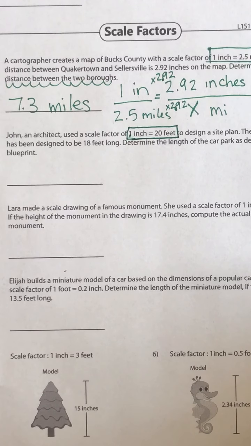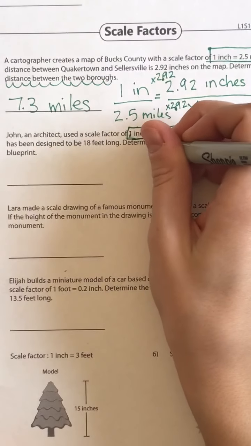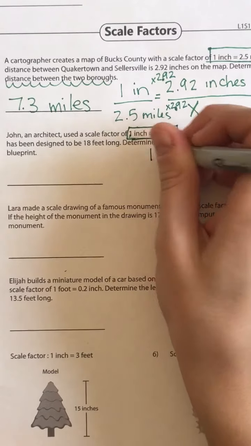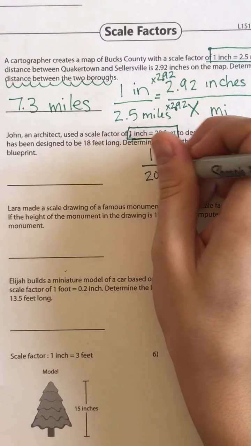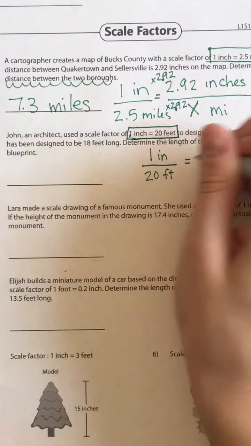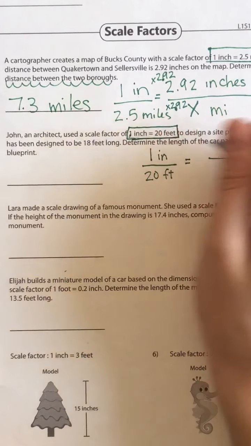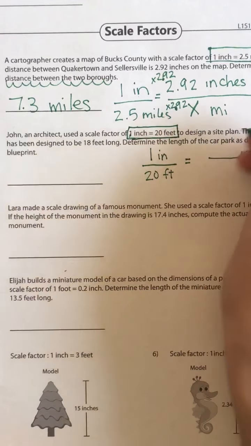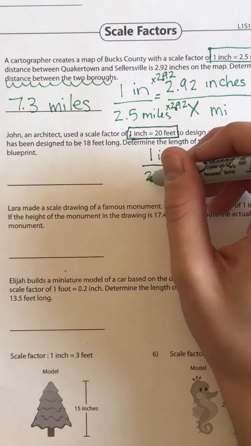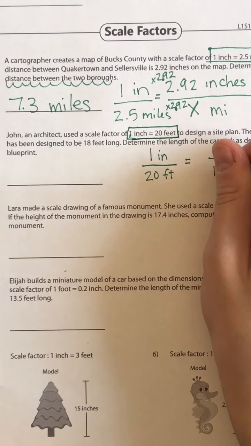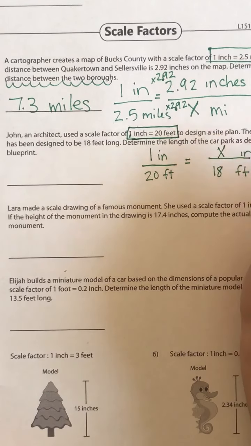The actual car park has been designed to be 18 feet long. Determine the length of the car park as depicted in the blueprint. So all I need to do is find the length of the car park in the blueprint. I'm going to set up my proportion: 1 inch is equal to 20 feet, equals, and then remember, if inches are in the numerator, inches have to be in the numerator over here, and if feet are in the denominator, feet have to be over here. And then it's 18 feet, and then X inches.